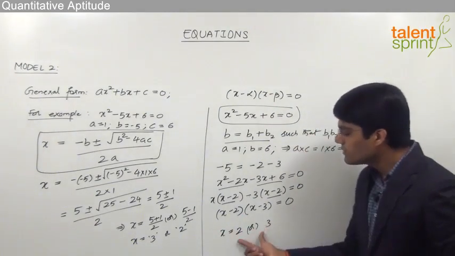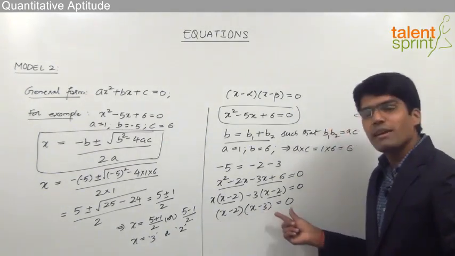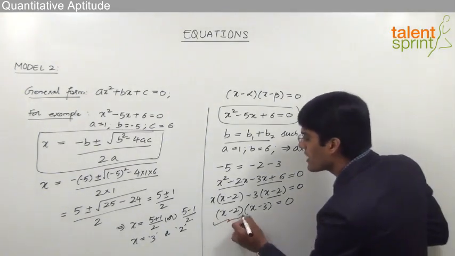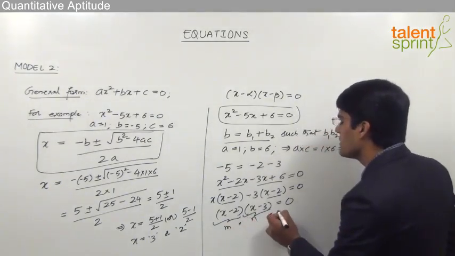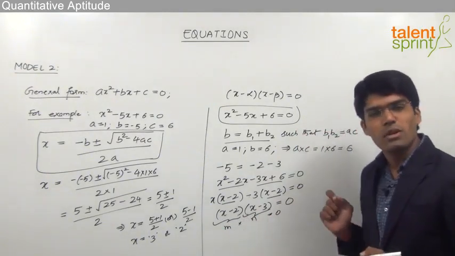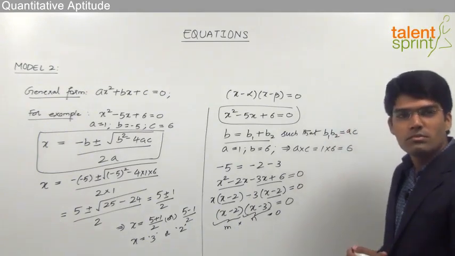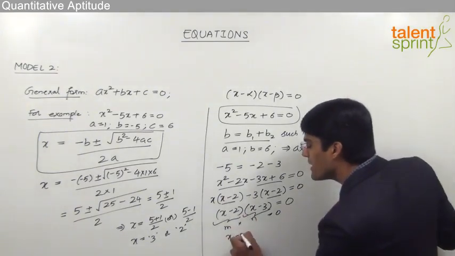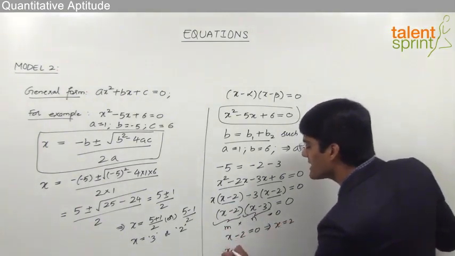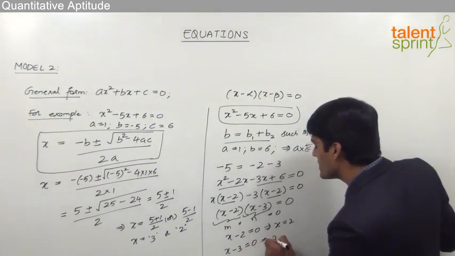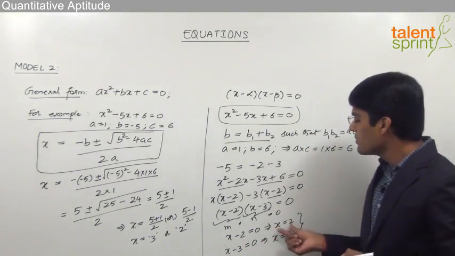The reason for these two values to be the roots is because now when we say that x minus 2 into x minus 3 equals to 0, this is in the form of product of two numbers. Let's say this is m and this is n. m into n is equal to 0. We know that product of two numbers can be 0 only if either m is 0 or n is equal to 0. So if m is 0, that is if x minus 2 equals to 0, we get x equals to 2. Or if n is equal to 0, that is x minus 3 is equal to 0, we get x equals to 3. So these are the two roots for the given equation, that is x should be 2 or it should be 3.